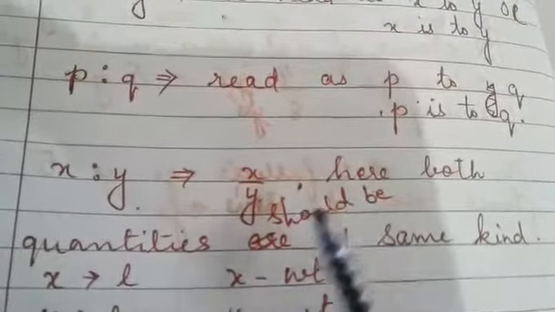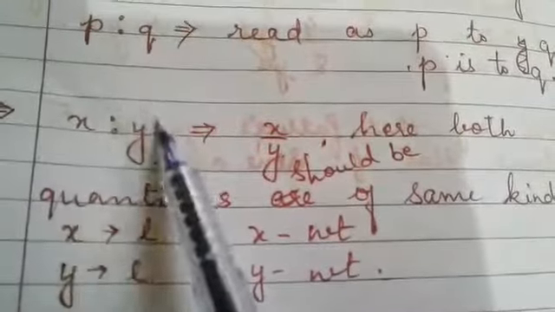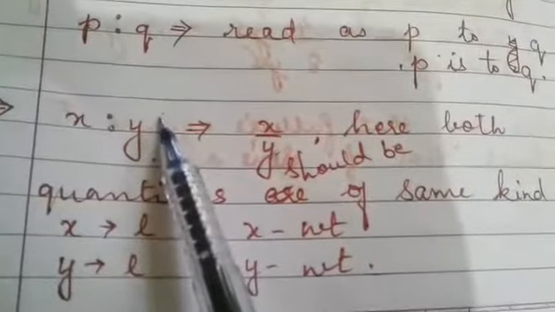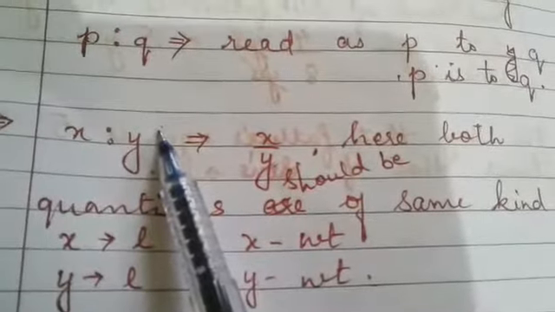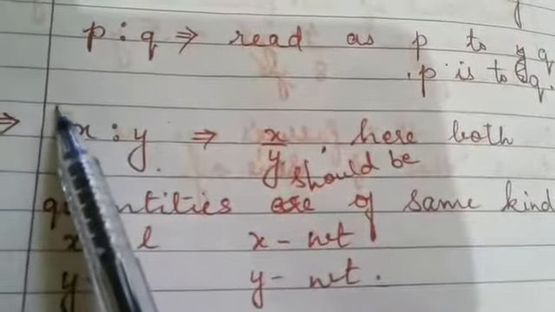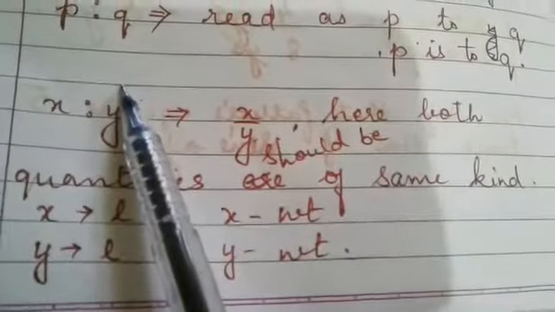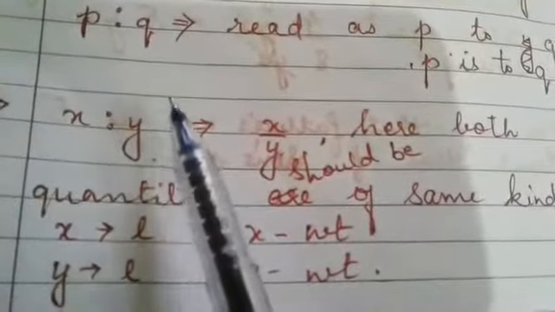Here both quantities should be of the same kind. If x is length, then y should also be length. The quantities which we are comparing should be of the same unit. You cannot compare length on one side and weight on the other. You cannot compare a nursery child with a 10 standard child. You have to compare a nursery child with a nursery child only, and a 10 standard child with a 10 standard child only. So units should be the same.